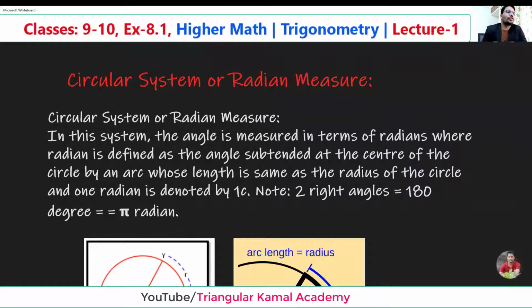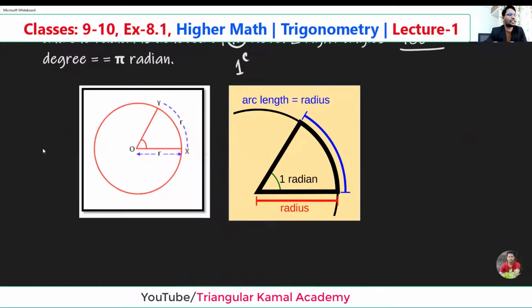Circular system, or radian measure. In the circular system, the angle is measured in terms of the radian, where the radian is defined as the angle subtended at the center of the circle by an arc whose length is the same as the radius of the circle. One radian angle is denoted by 1 to the power c, not 1c. Note that 2 right angles equal 180 degrees, and 180 degrees is called pi radians. Comparing these, we will discuss this briefly.